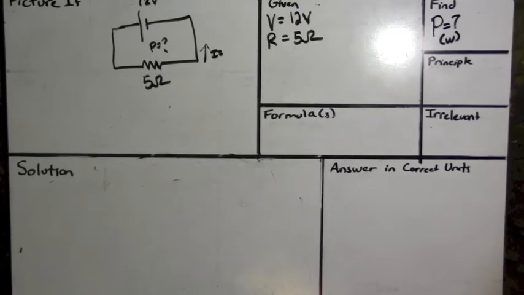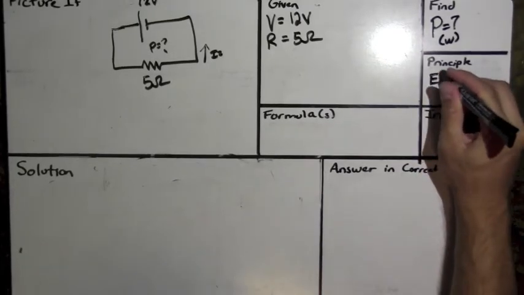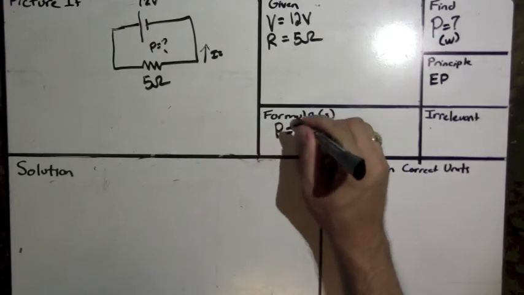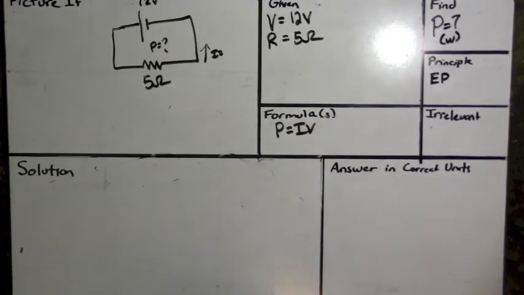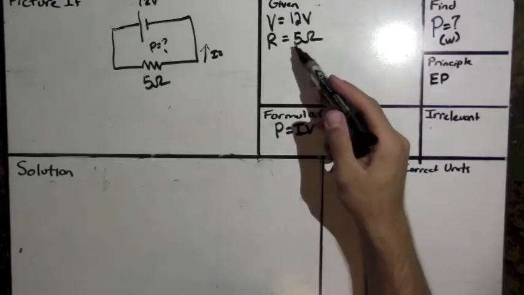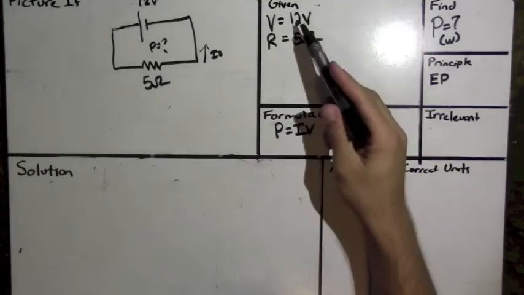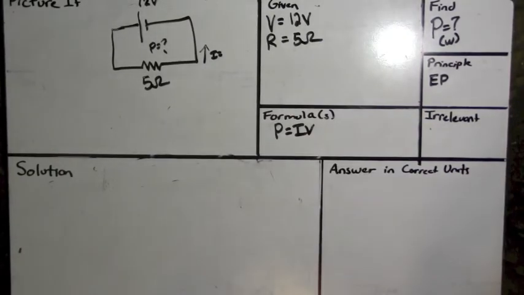The principle that's involved here, we're talking about electric power. So the formula is going to be P equals IV. But if you notice, I have V and I have R, so that doesn't really work in this particular case. So if I have V and R, what does it actually allow me to find?